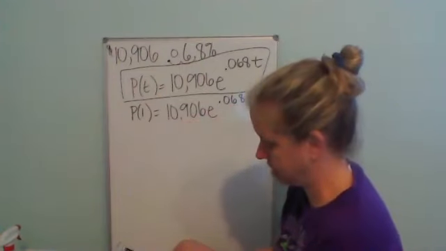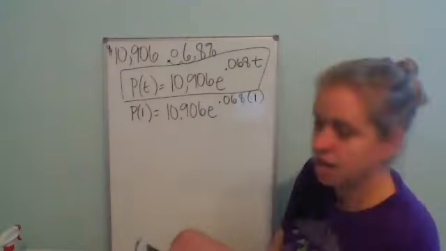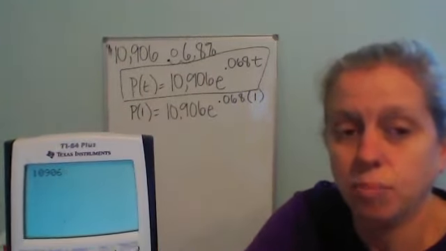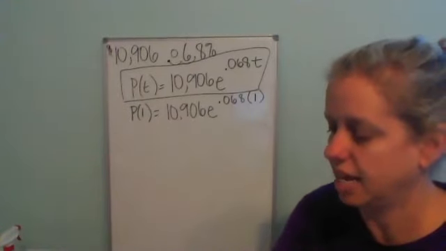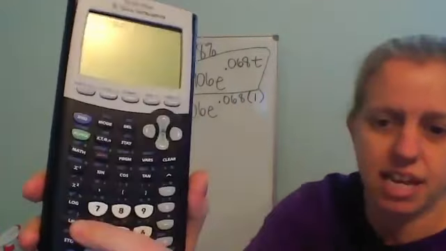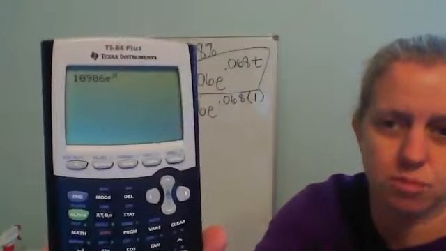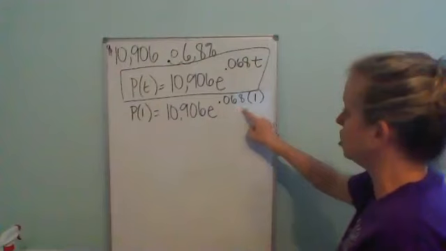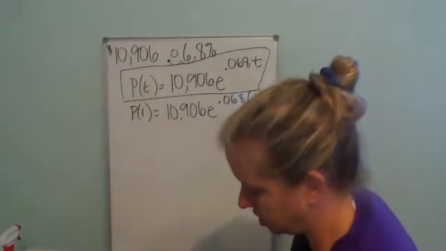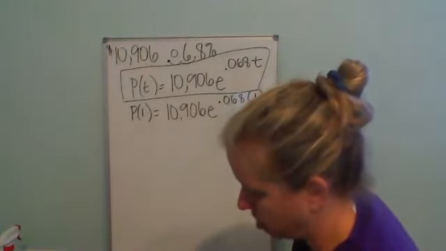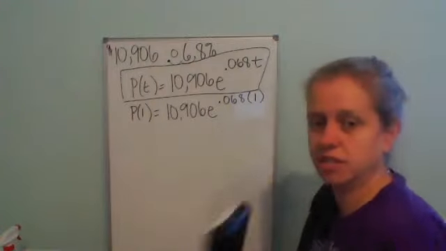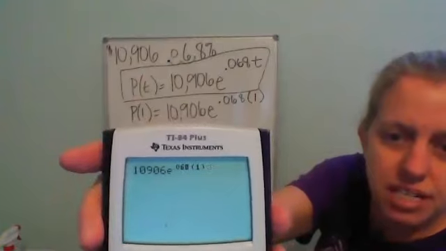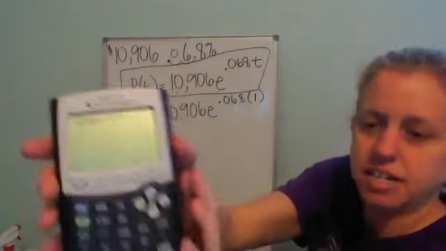So 10,906. So again, just 10,906. Now I need the E button. And remember where E is. It is second LN, right? Because E is above the LN. So there's my E. And remember, it automatically jumps you up into the exponent. So just type in what your exponent is. It's 0.068 times 1. So your exponent should look like, where is it? 0.068 times 1. Hit enter.